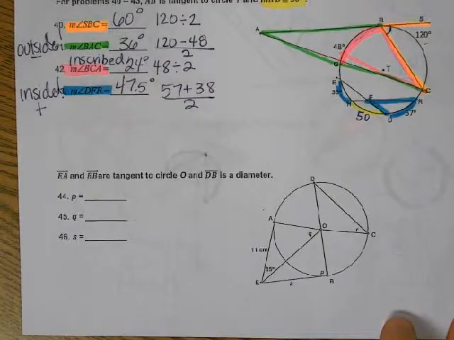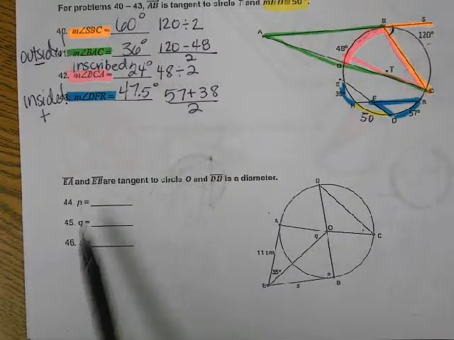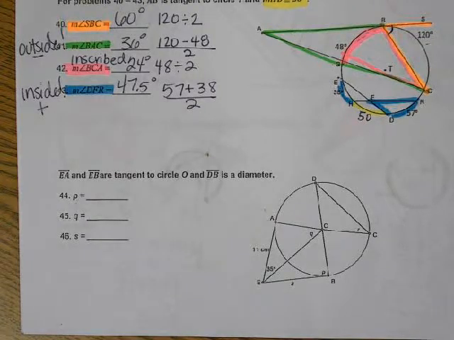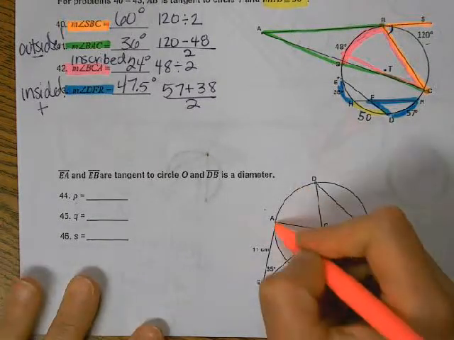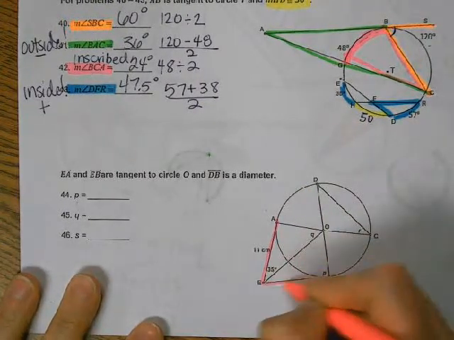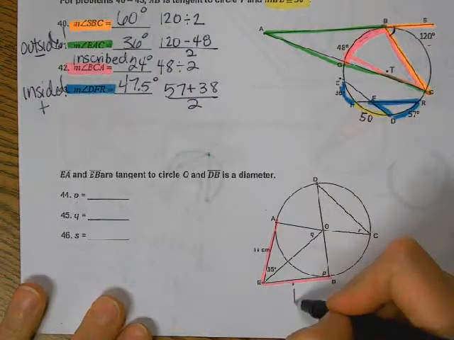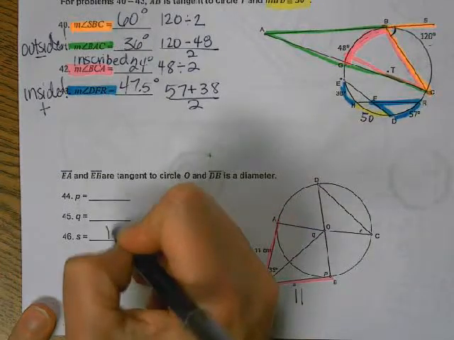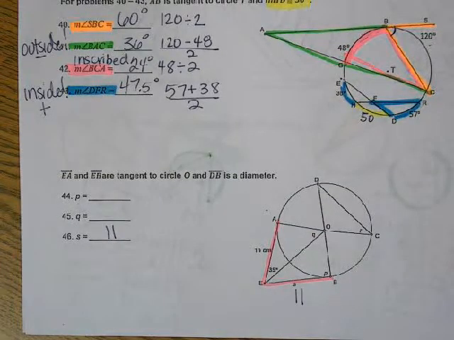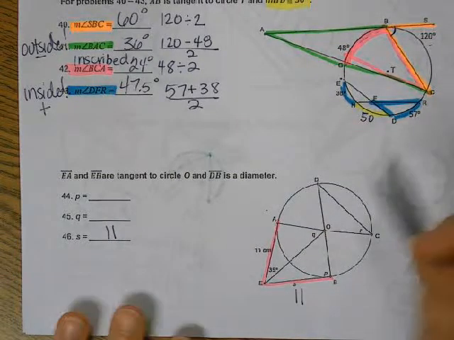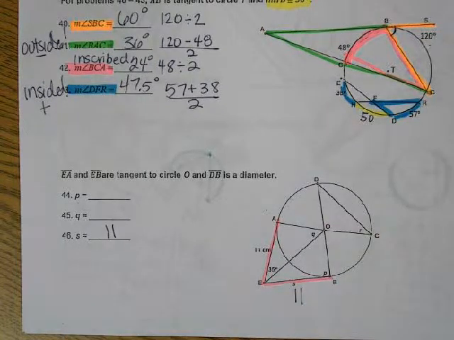Alright, last little problem set. It says EA and EB are tangent to circle O. Well, if two lines are tangent and they intersect, then I know that they are congruent. So I know that S has to be 11. It also says that BD is a diameter. So now we're going to find some other things. We need to find P and also Q.